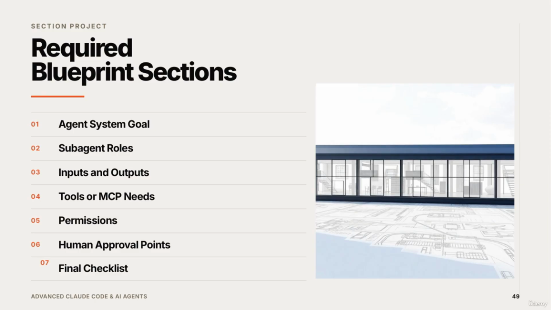Permissions come next, addressing access controls and security considerations. Human approval points are critical, as they mark where manual oversight or intervention is required. Finally, the process concludes with a final checklist, ensuring all components are in place before we fully build the system. Each of these sections is vital for creating a robust, effective AI agent-based system.